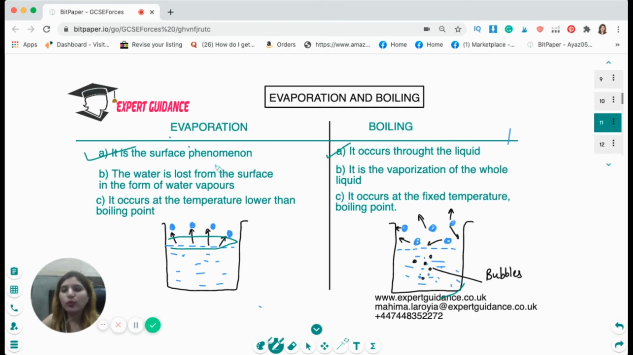In evaporation, the water is lost from the surface in the form of water vapors, and boiling is the vaporization of the whole liquid. Evaporation occurs at a temperature lower than the boiling point, and boiling occurs at the fixed temperature, the boiling point. So you should be able to differentiate between evaporation and boiling, and that is also an important part of your spec.